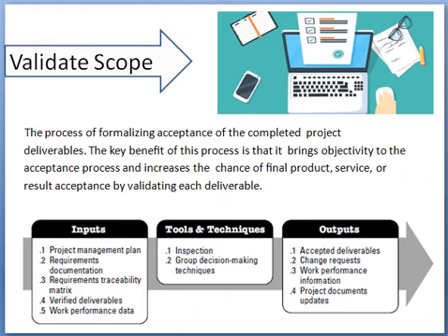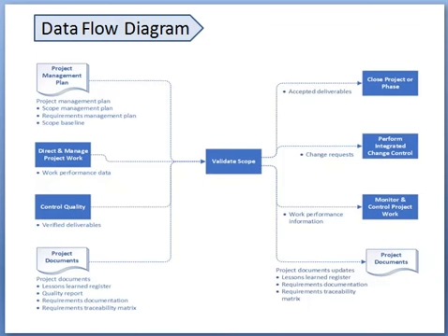There are 5 inputs given to this, then the tools and techniques used to validate the scope, and the output which we get from this process. Now, in the expanded data flow diagram for validate scope, the first input is the project management plan. This contains the scope baseline, requirement documentation, and the scope management plan.